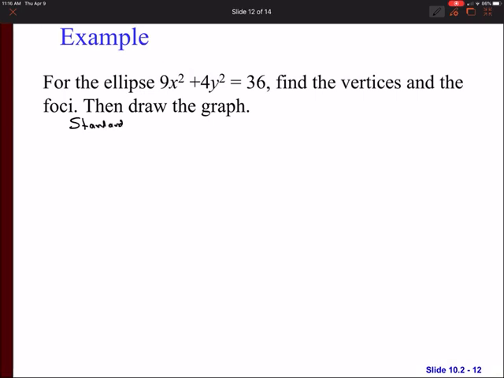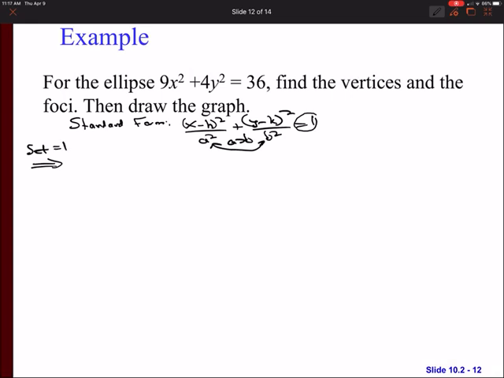Let's write down what our standard form equation looks like. We have (x minus h) squared over a squared or b squared, plus (y minus k) squared over b squared or a squared, equal 1. So again, these can switch up, depending on which is the larger denominator, which is the axis, horizontal or vertical. With that said, our first step would be to set it equal to 1.